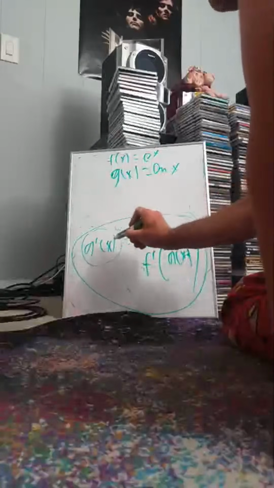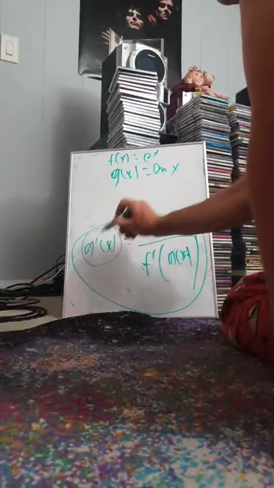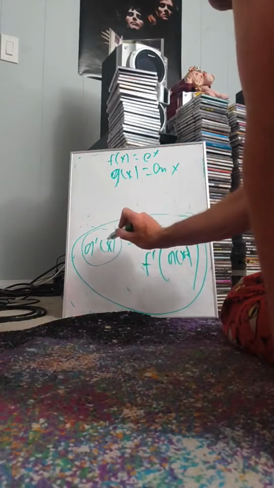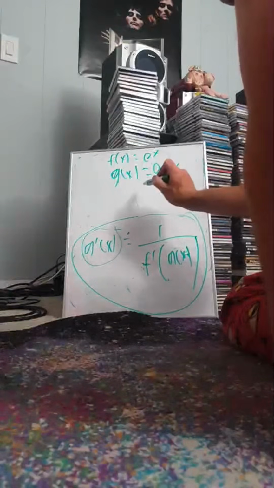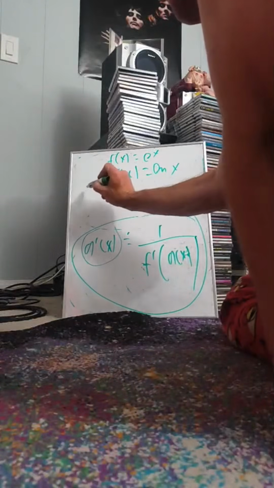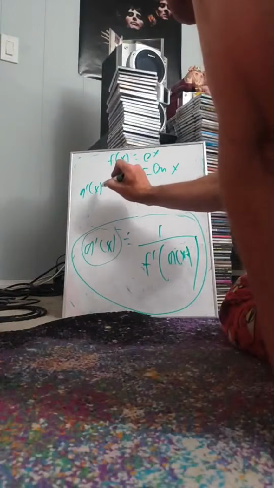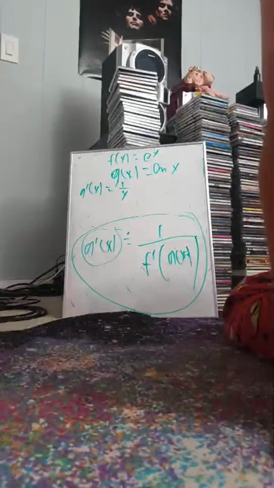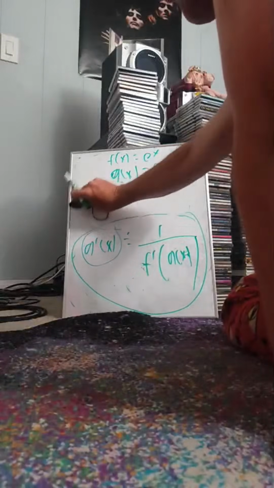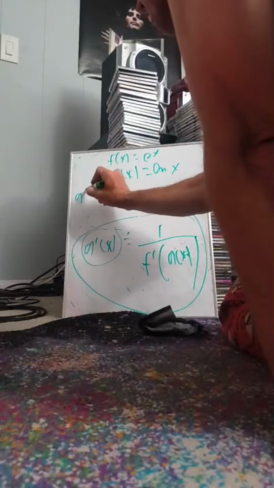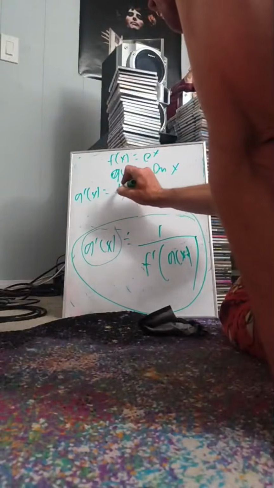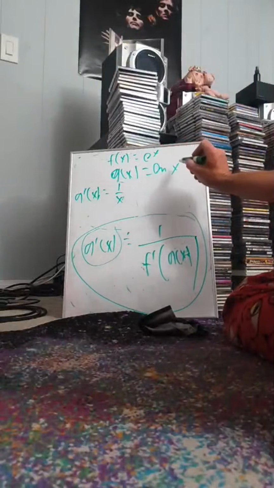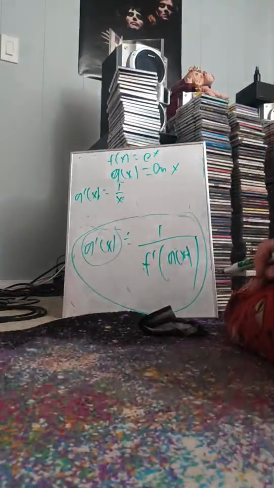So g prime of x equals 1 over x, because g of x equals logarithm of x. Just more space here. g prime of x equals 1 over x. We know that because g of x equals logarithm of x. g prime of x is 1 over x.